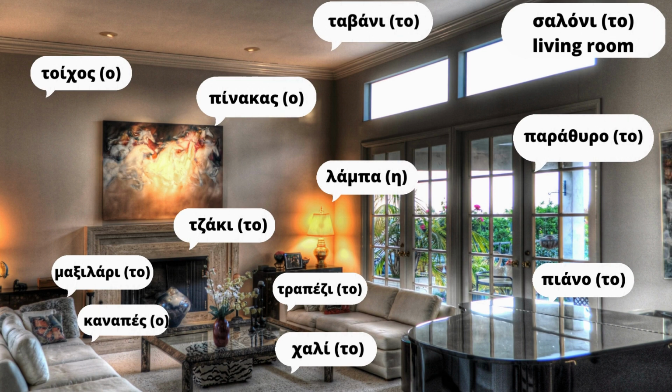The first word is called tavani, to tavani, which means in English a ceiling. To tavani exists in every room, and this is the ceiling of the room. It's on the top of it. We also have walls in each room, of course. So the word for wall in Greek is tihos. Tihos. It's a masculine gender.